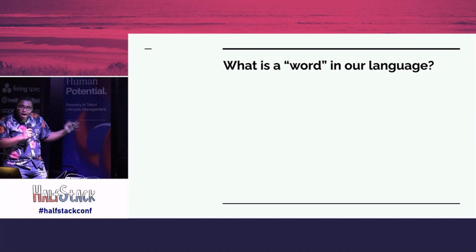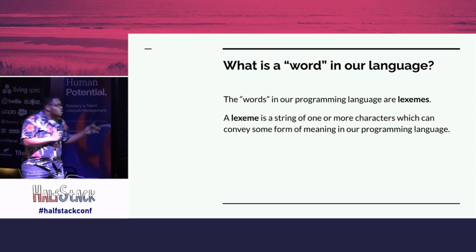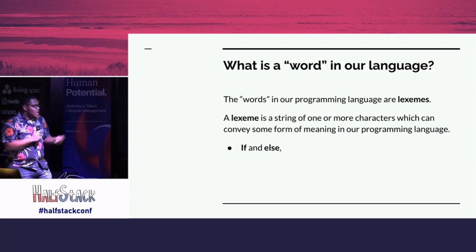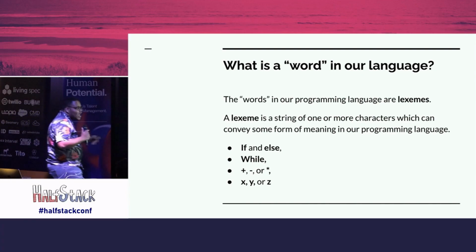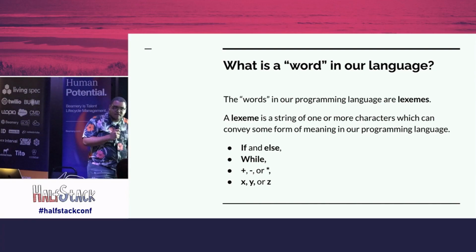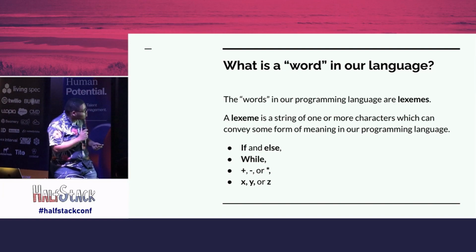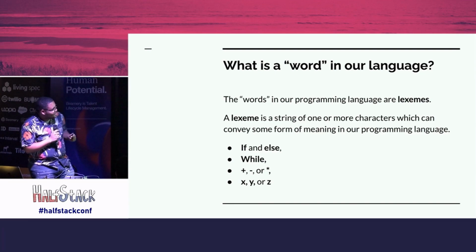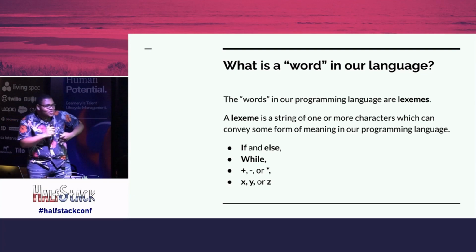So, drawing some parallels in English, the words in all programming languages are lexemes. A lexeme is a string of 1 or more characters that can convey some degree of meaning. We have if and else, we have while, we have plus, minus, asterisk, we have X, Y, or Z. And similar to English, we actually have words that can convey degrees of meaning. For example, about, green, the, supercalifragilisticexpialidocious, and my personal favorite, anti-disestablishmentarianism. So these are all words, thank you very much. These are all words that we can use to convey meaning.